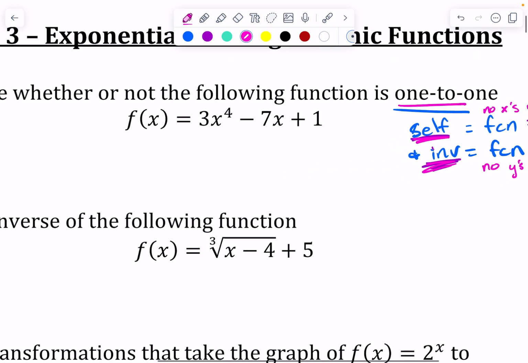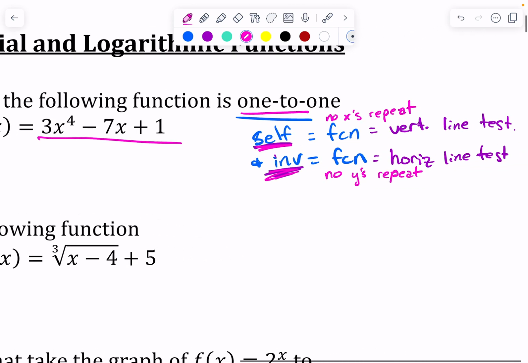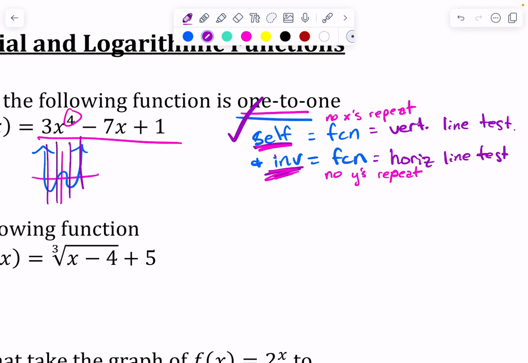So this function, how do we tell whether that thing's a one-to-one function? Well, let's think about what the parent function looks like. This is a positive 3, and it's 3x to the 4th power. So we're looking at an x to the 4th power function, which should look like probably a W. Does it pass the vertical line test? Well, yeah, it will pass the vertical line test. So itself is a function, but no matter what, this is an x to the 4th power.